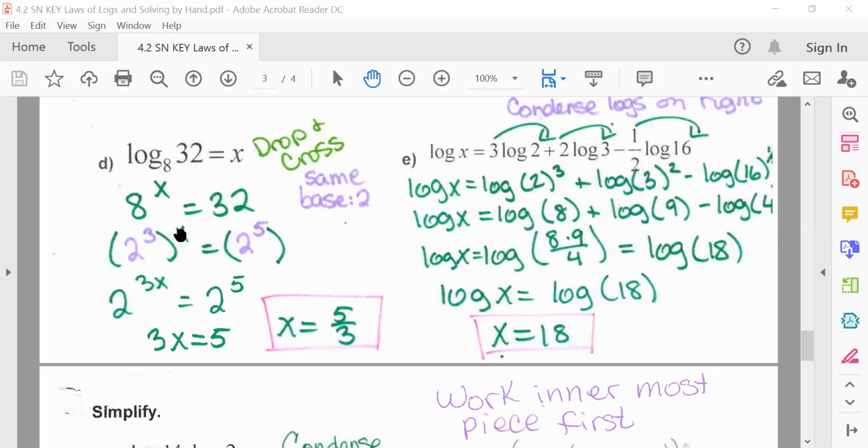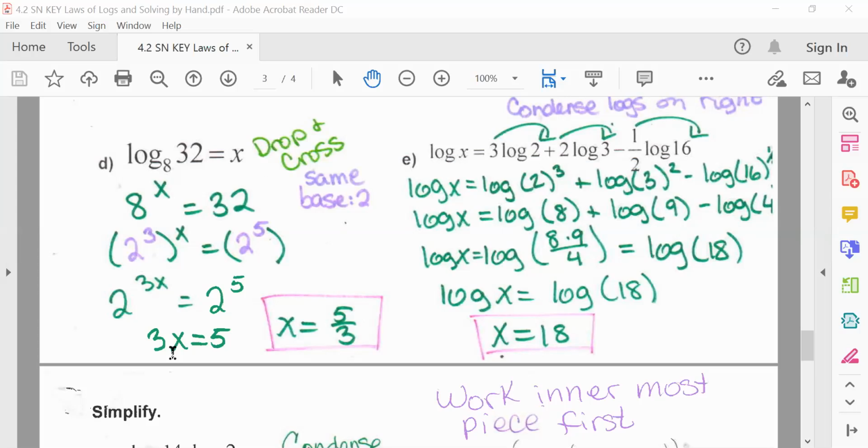Rewrite 32 as 2 to the power of 5. Okay, then we'll have 2 to the 3x power, multiplying those exponents, power to a power, equaling 2 to the power of 5. Okay, just making those into the same base and simplifying each side.